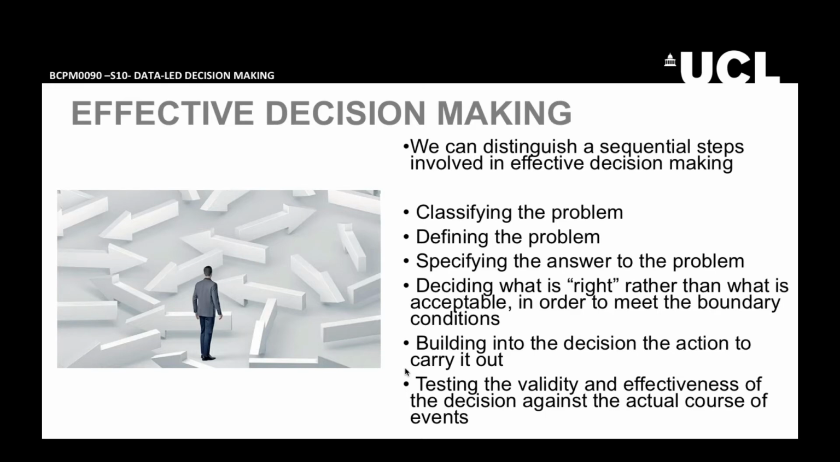As we said before, we are not making decisions if we are not implementing the decisions through actions. So we need to understand what the action commitment has to be and who has to know about it. And finally, we need to test the validity and effectiveness of the decision against the actual course of events. How is the decision being carried out? Are the assumptions on which it is based appropriate or obsolete? By following these steps, we will be closer to making effective decisions.